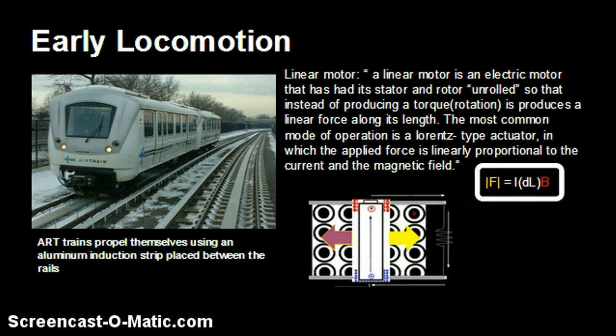Some methods of ground locomotion, like trains or roller coasters, use linear motors to propel themselves. A linear motor is an electric motor that has had its stator and rotor unrolled so that instead of producing a torque or rotation, it produces a linear force along its length. The most common mode of operation is a Lorentz-type actuator, in which the applied force is linearly proportional to the current and the magnetic field. This is very similar to the force that pushed our metal bar to the right and the mechanical force we applied to the left to keep the bar moving at constant speed.